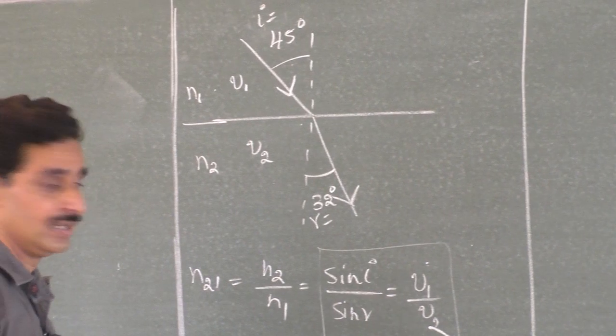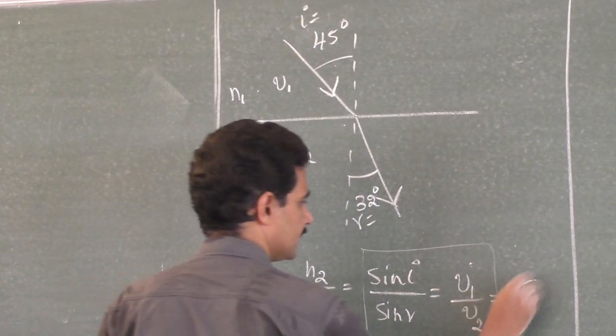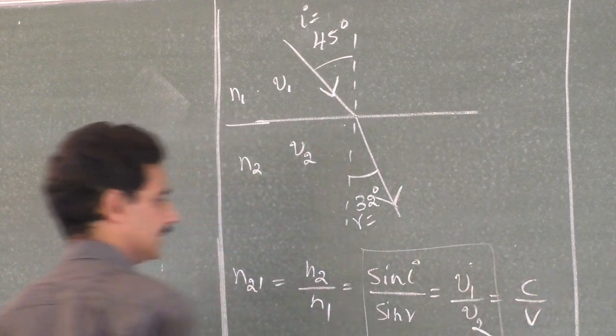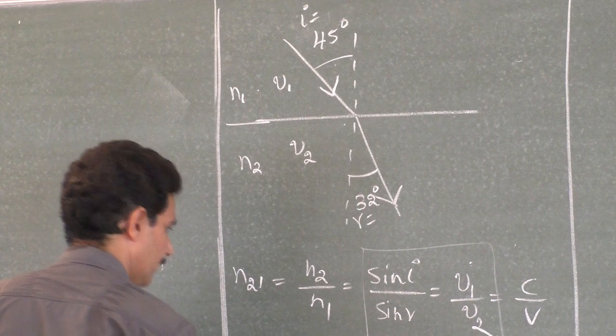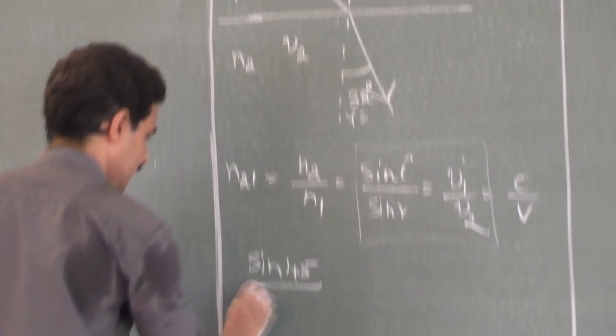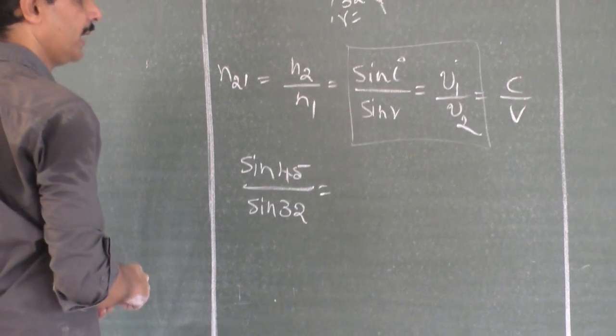What about the first medium? Nothing is referred. It is air. You need not worry about that. So you can write C by V. What is the speed of light in the liquid? Sin I, sin 45, by sin R, sin 32, is equal to C by V.